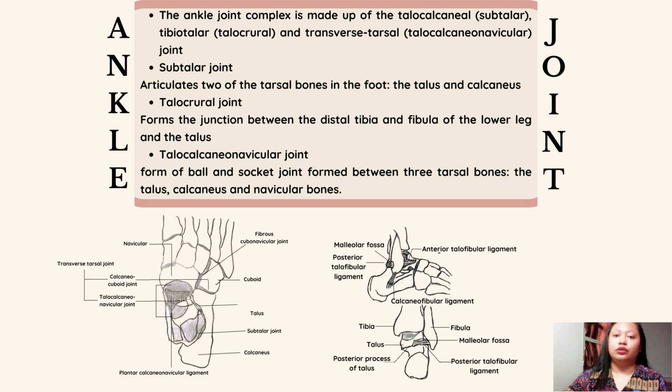Next is the talocrural joint. The talocrural joint forms the junction between the distal tibia and fibula of the lower leg and the talus. And lastly, the talocalcaneonavicular joint. These joints form a ball and socket joint between three tarsal bones, which are the talus, calcaneus, and navicular bone. So the left side of the diagram shows the joints that have been mentioned.